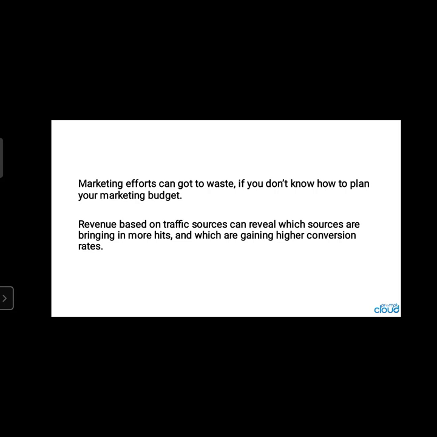Revenue based on traffic sources can reveal which sources are bringing in more hits and which are gaining higher conversion rates. When electric two-wheelers were launched in the market, they had a marketing campaign. Then the particular budget decided for these marketing campaigns was fully used. Now, it depends on how much customers believe in electric two-wheelers.